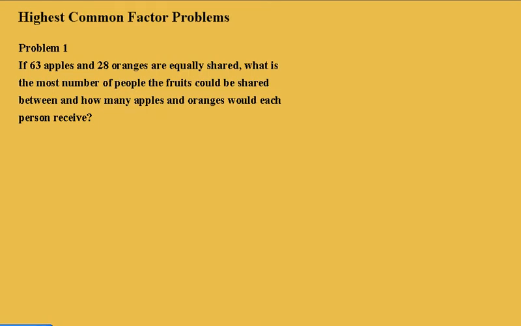Highest common factor problems. Problem number 1. If 63 apples and 28 oranges are equally shared, what is the most number of people the fruits could be shared between, and how many apples and oranges would each person receive? First of all, let's find the highest common factor of 63 and 28.